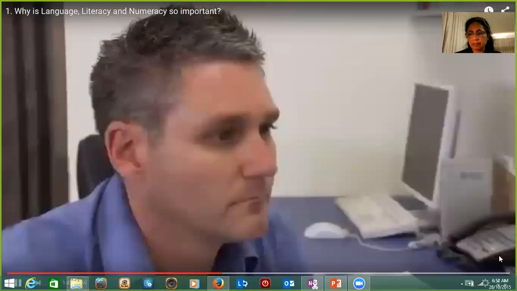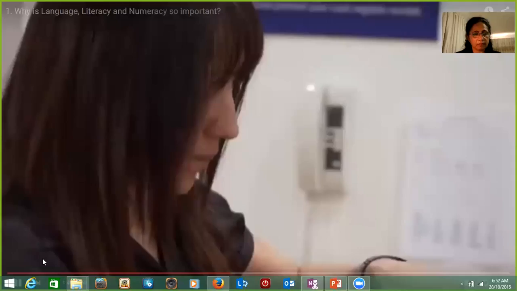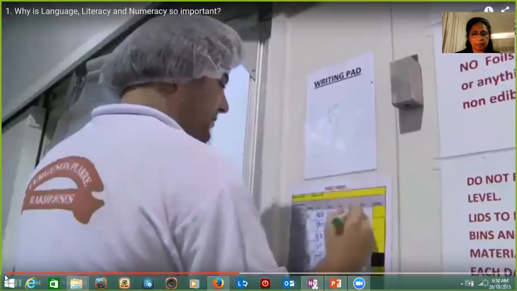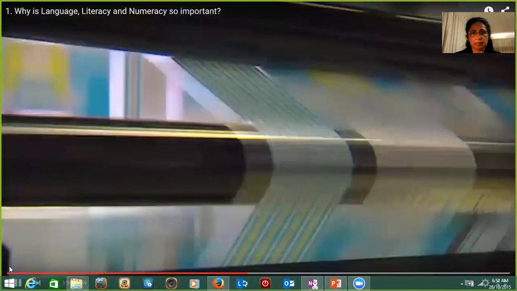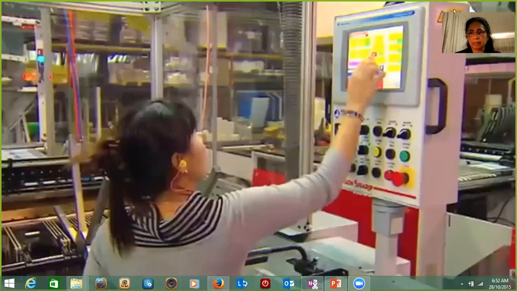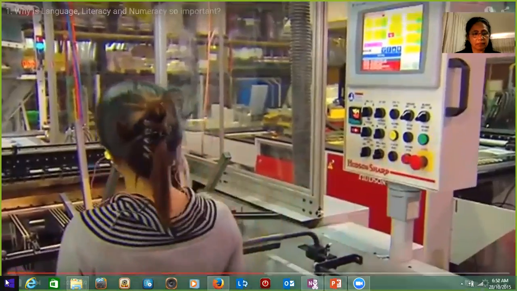They may have difficulty following written instructions, using email, or interpreting graphs and charts. They may make mistakes when they are calculating change, recording measurements, or checking calculations against estimates. A move away from low-skilled work to knowledge-based work has increased the need for workers with good LLN skills.